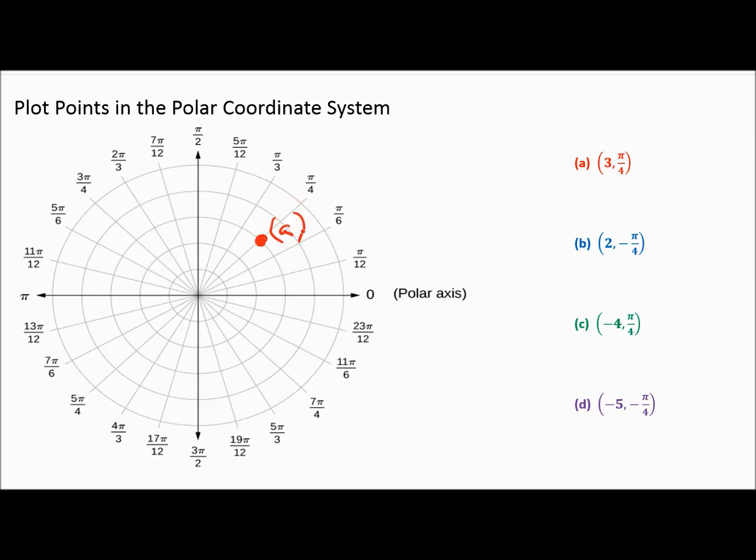Or I could go ahead and label it as 3, pi over 4. Okay, let's try that again with B. Take a minute, pause the video if you need to, and figure out where 2, negative pi over 4 will be.